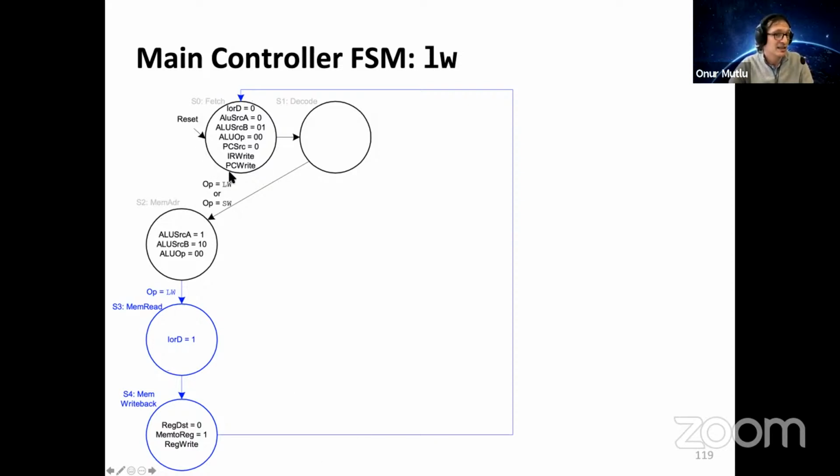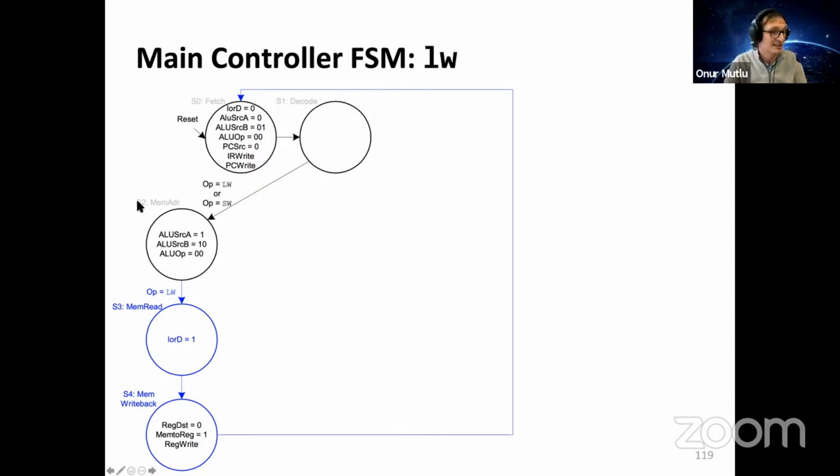So remember what we did. We fetched the instruction, and there's control signals associated with fetching the instruction. And the state is defined by those control signals. We unconditionally transferred to the next state, which is the decode state. Then we transferred conditionally, whether the opcode is load word or store word, to the memory address calculation state, because that's the common state for load word and store word. And then if the operation is load word, we do a memory read state. And then we unconditionally transfer to memory write back state. And then after that one clock cycle, we unconditionally transfer to fetch.